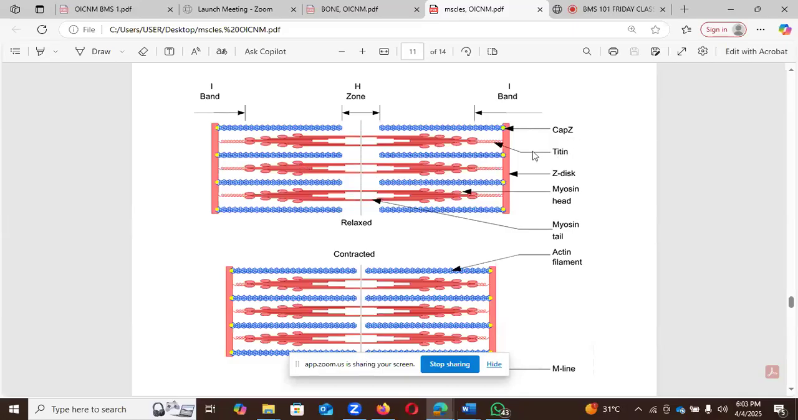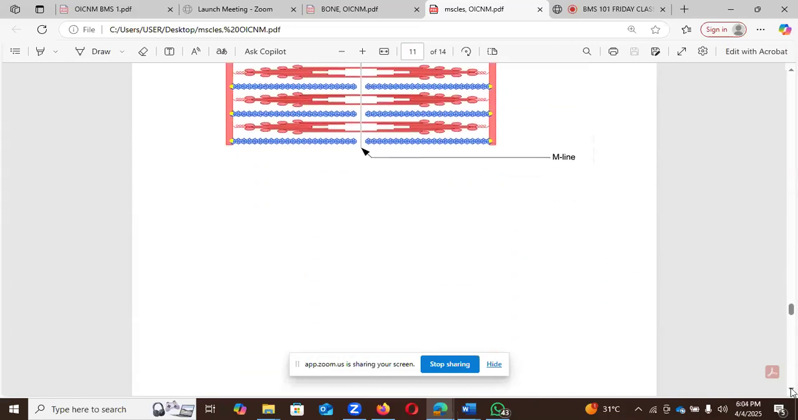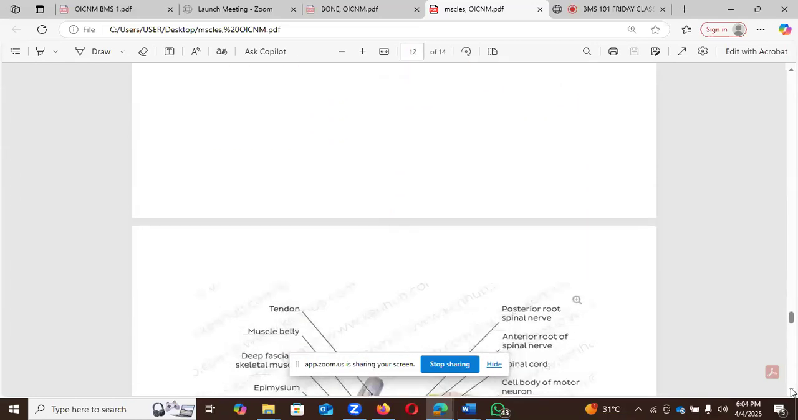This titin is a protein that anchors on the Z line or Z disc. This is the Z disc. This titin is a protein that anchors on the Z disc. This is the myosin head. This is the myosin tail. This is the actin filament. So these are parts of a muscle fiber, and it's important you know it.